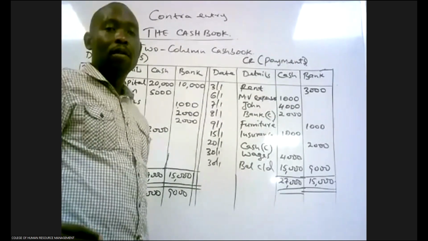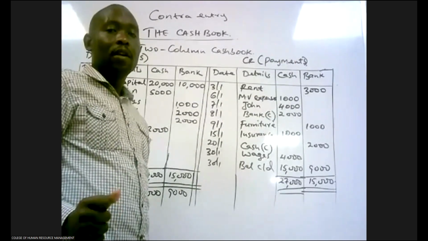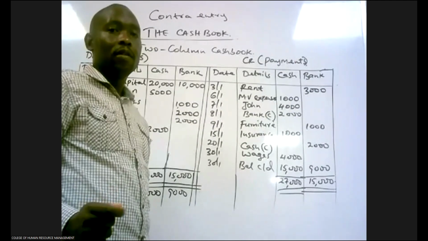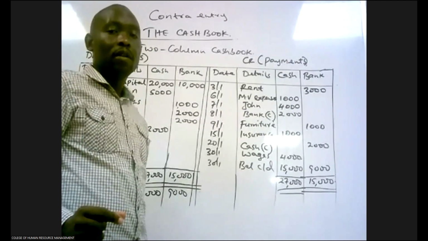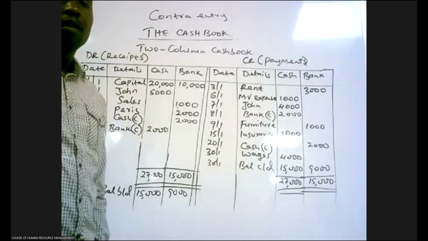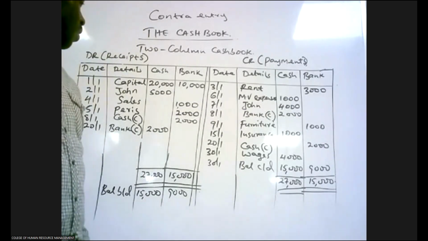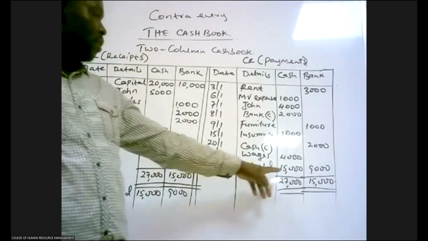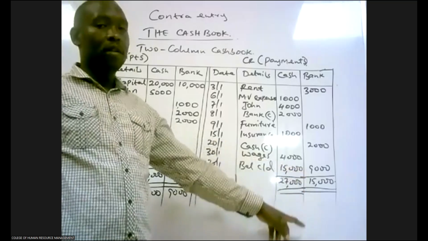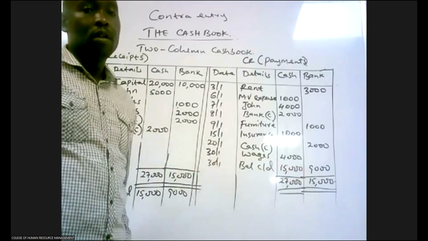Yes, thank you. Yes, Margaret. Mwalimu, explain to me why the balance brought down is 15,000 and 9,000. Well, when we did the calculations, it's 27,000 for cash and bank 15,000, please.